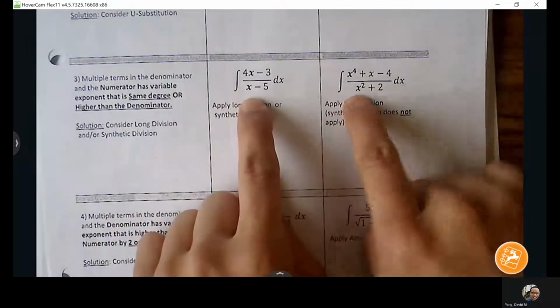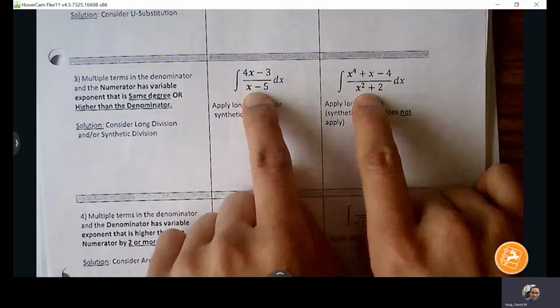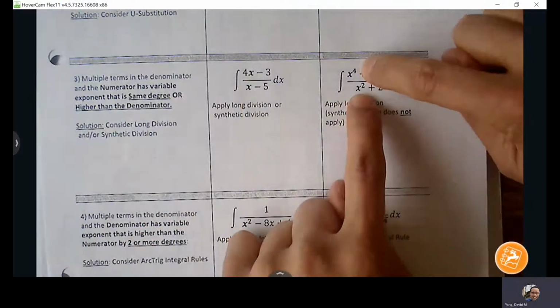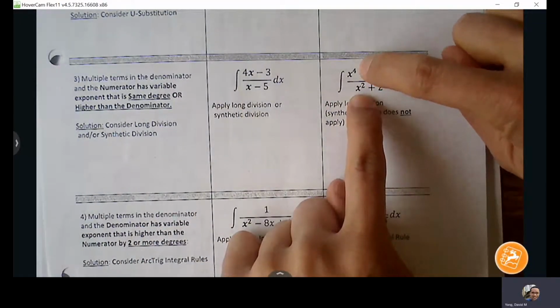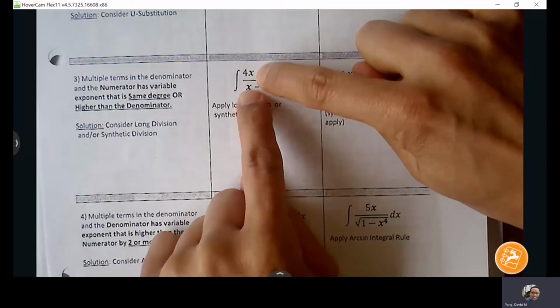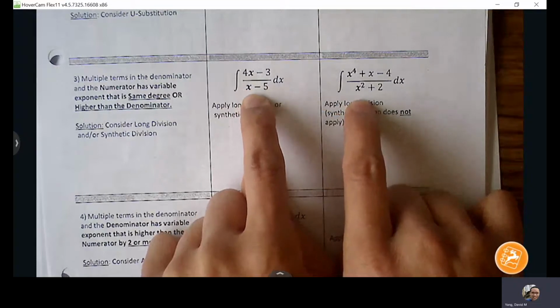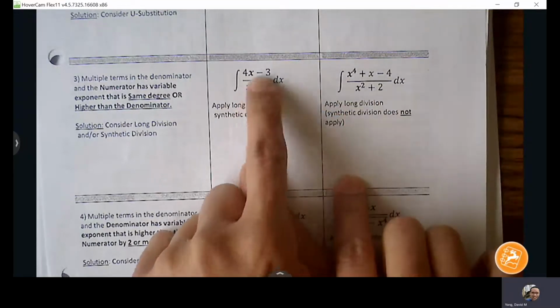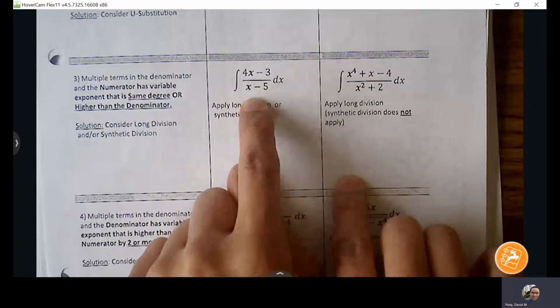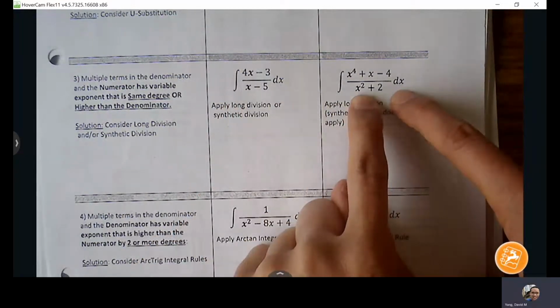Third row, okay, look at how there's more than one term in the denominator. We can't split it up, but now the degree in the numerator is higher, right? X to the fourth versus x squared, or the same, x to the first power, x to the first power. These are indications that we can use synthetic or long division. Long division can handle this. Long division or synthetic division can do this, but this one will only be handled using long division.